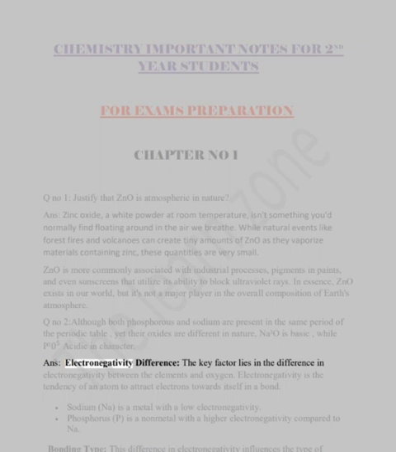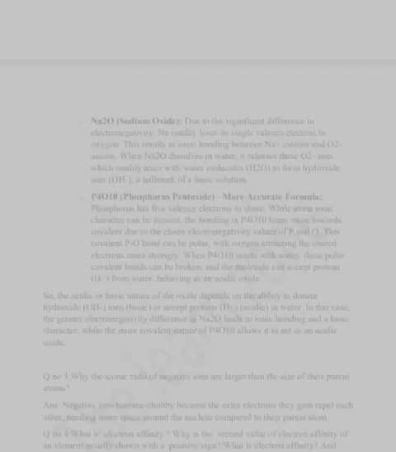Answer. Electronegativity difference. The key factor lies in the difference in electronegativity between the elements and oxygen. Electronegativity is the tendency of an atom to attract electrons towards itself in a bond. Sodium, Na, is a metal with a low electronegativity. Phosphorus, P, is a nonmetal with a higher electronegativity compared to Na. Bonding type. This difference in electronegativity influences the type of bonding formed with oxygen, O, in their oxides.